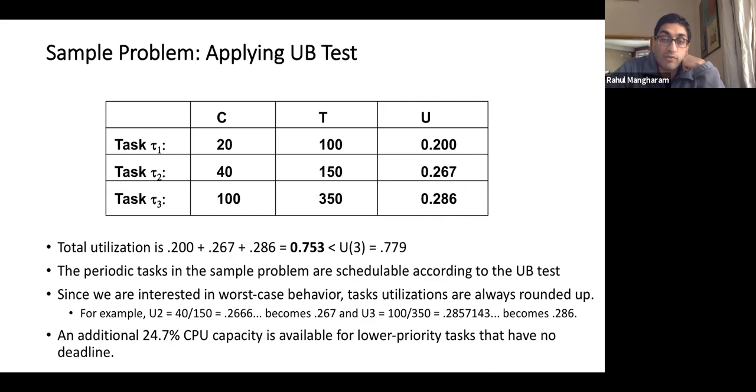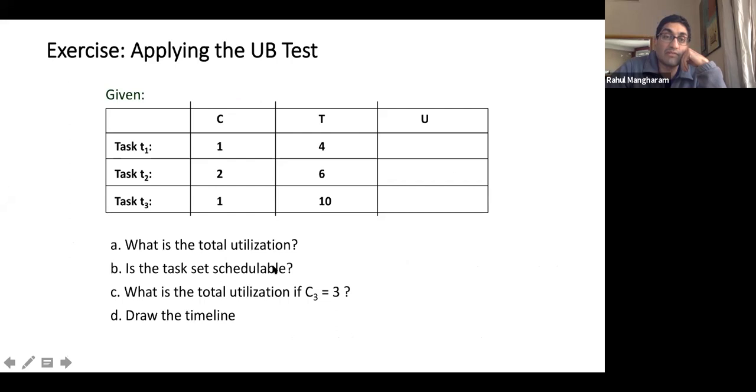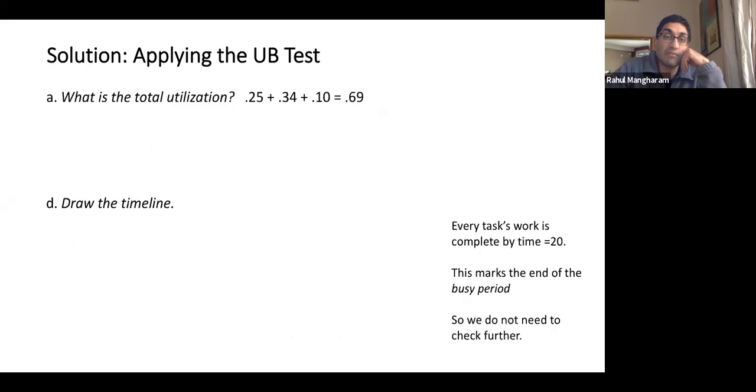So now what about the remaining CPU capacity? That is 24.7% of the CPU that is still remaining. That can be used for any background tasks that don't have a priority, like say backing up to Google Drive or to Dropbox, or just downloading your torrents in the background, and so on, right? So that's the upper bound test, and then there are some more examples for the upper bound test and how you apply that.